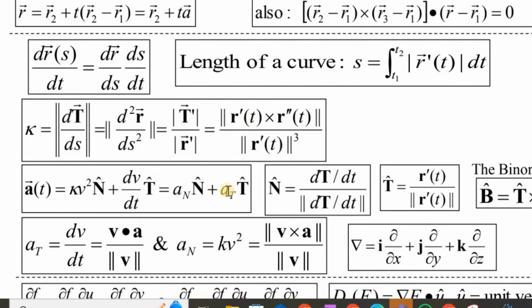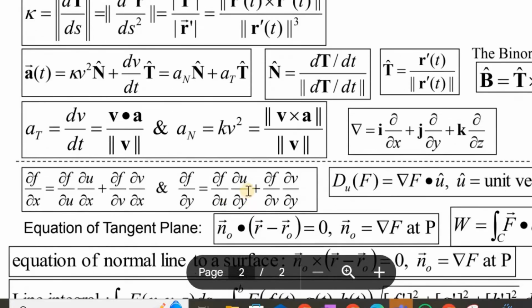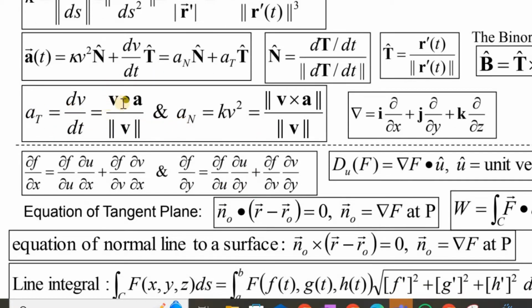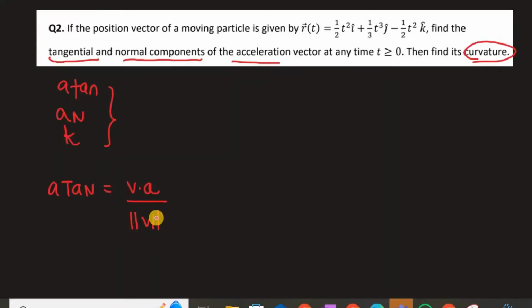Okay, so we need to find a tan. So let's go ahead and find the formula for a tan. So here, it's given over here. So we can find it using V dot A over the magnitude of V. Okay, so I just wrote the formula here.